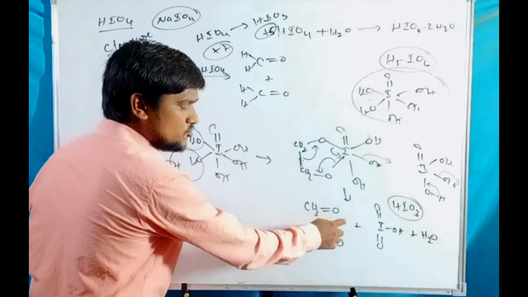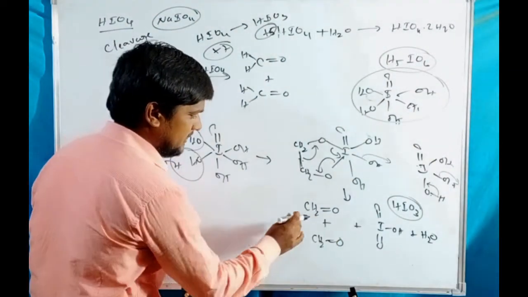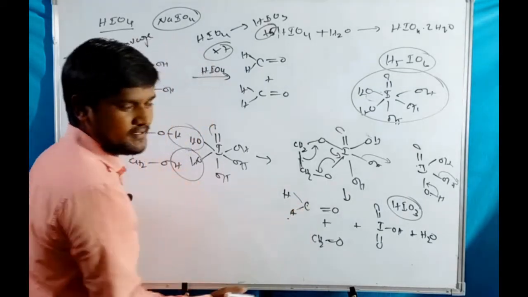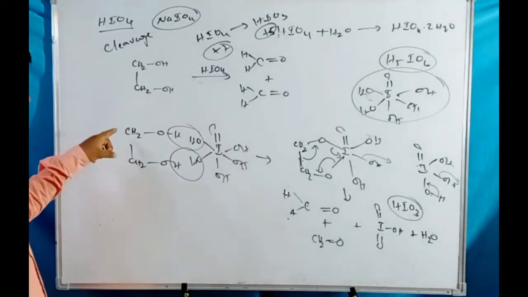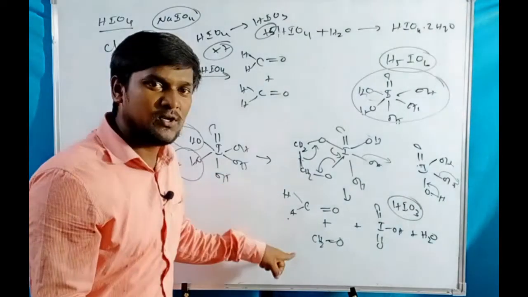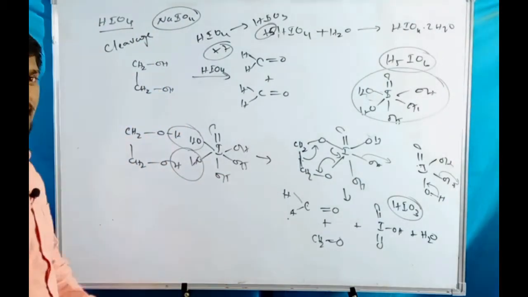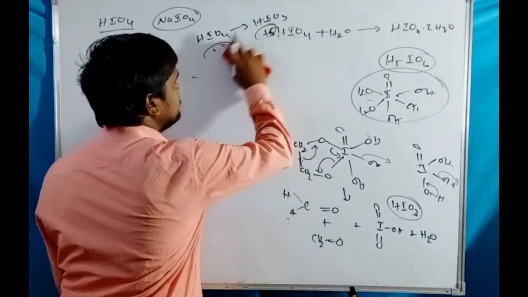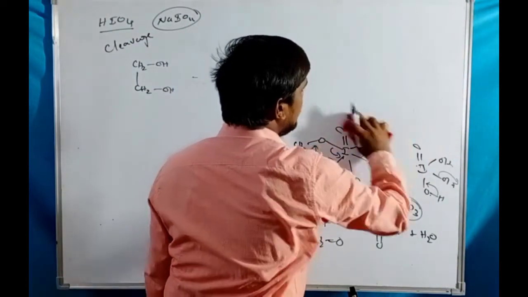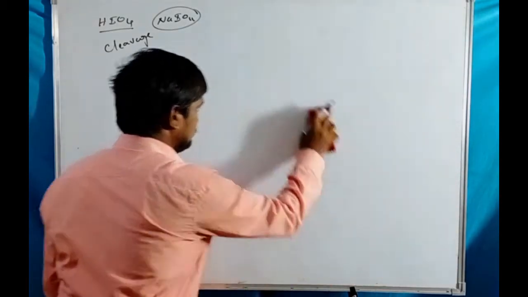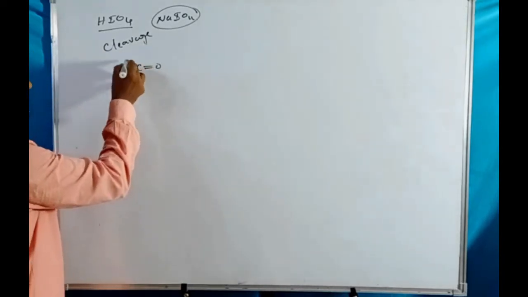Now here CH2O is called formaldehyde. It can also be written like this, HC double bond O, H, that is called formaldehyde. Now here the primary alcohols of diols can convert into the corresponding formaldehyde derivatives. Now let us discuss alpha hydroxy ketones. Okay, now let us go through the alpha hydroxy ketones.